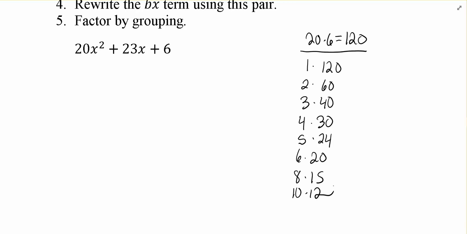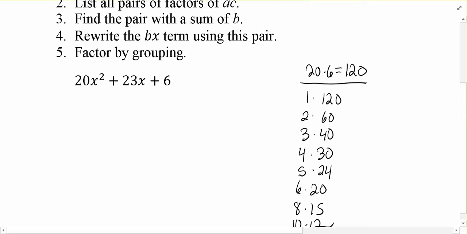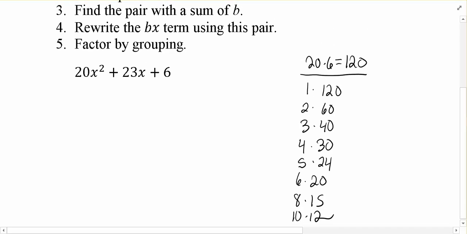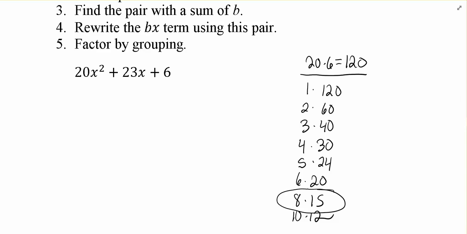So our next step after we have all these pairs of factors is to find the pair that adds up to 23. So that's 8 and 15. Next step is to rewrite our middle term. So this is all kind of scrap work that we've been doing.